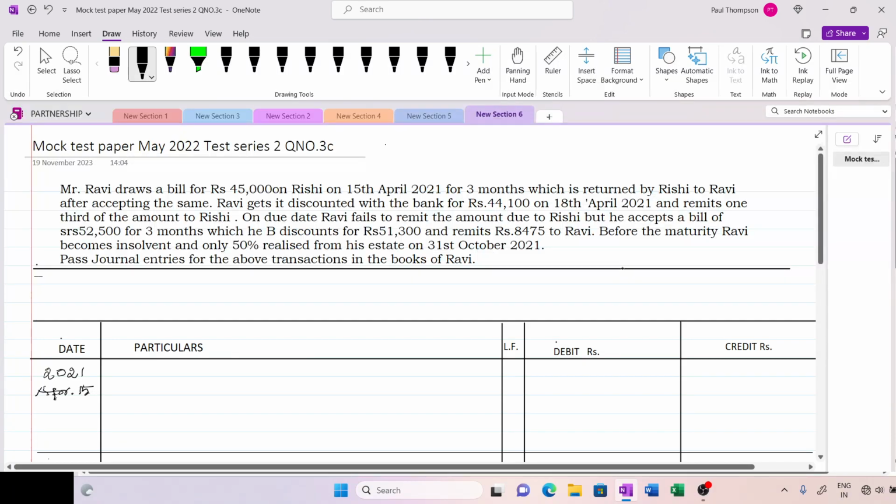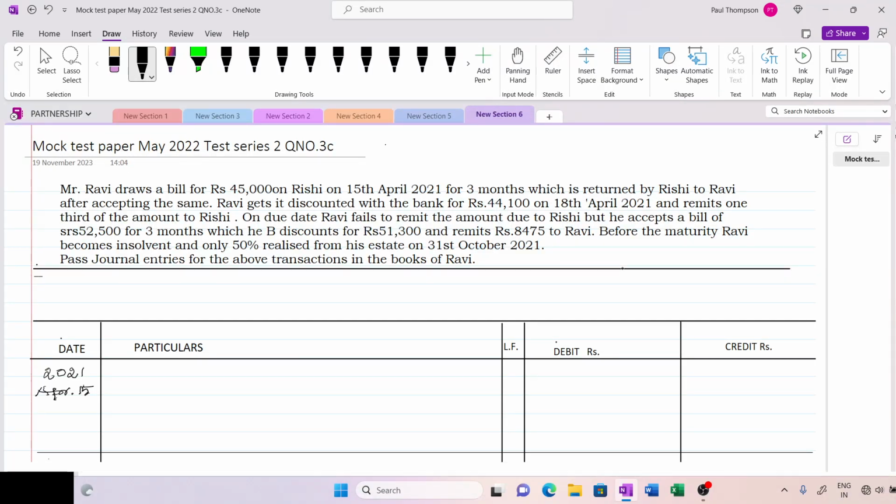Today we are going to see yet another sum of the mock test paper May 2022, test series 2, question number 3C of bills of exchange. Mr. Ravi draws a bill for rupees 45,000 on Rishi on 15th April 21 for 3 months, which is returned by Rishi to Ravi after accepting the same.